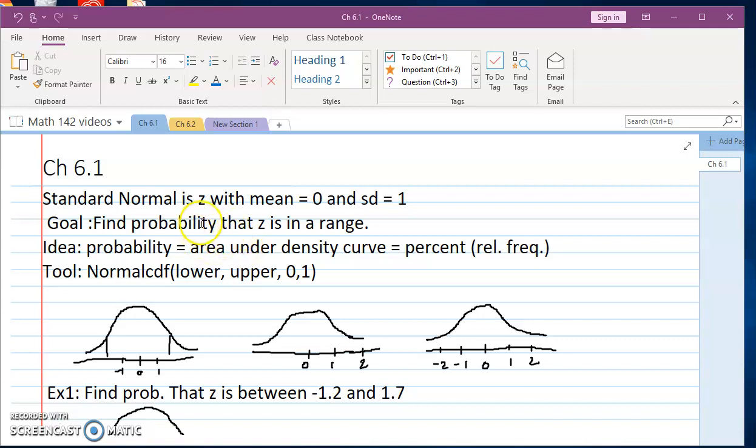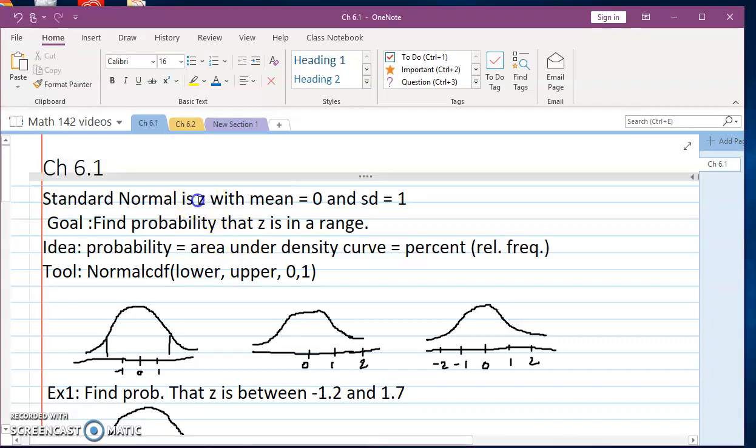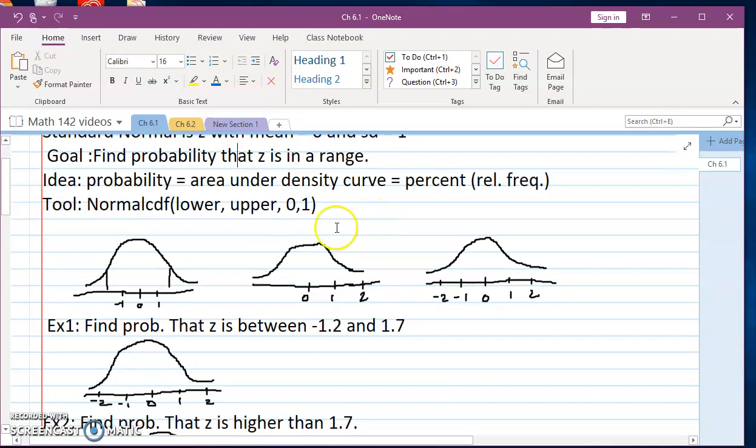In this video, I'm going to talk about how to find probability for a standard normal Z, which is the Z-score representing the number of standard deviations a normally distributed variable is from the mean. Because it's standard normal Z, the mean is 0 and the standard deviation is 1. You can represent a standard normal distribution by a bell curve written here.